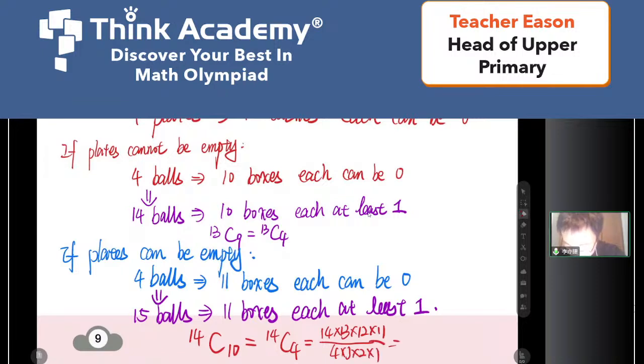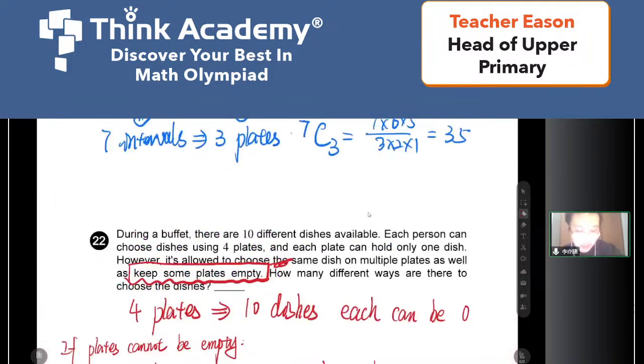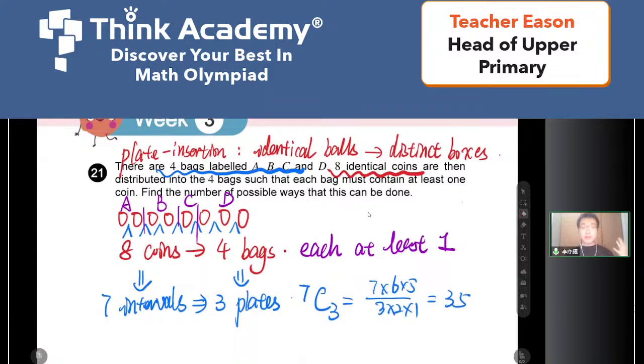And then the answer is just 7, 11, and 13, which we should all remember. So it's 1001. Question 1 and question 2 are all about plate insertion. Each year there will be one question about the plate insertion method, so be sure you master this method quite well.